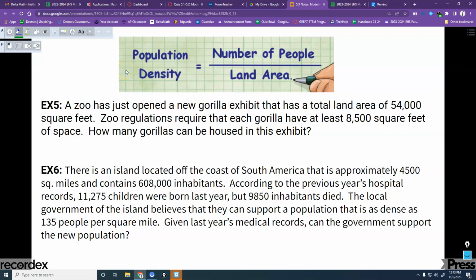Okay, 6. What'd you do, Peyton? 54,000 divided by 8,500. That did not give you exactly 6, right? What'd you get? 6.352. However, using your common sense, you know that you cannot have 0.352 of a gorilla, right? So 6 gorillas.